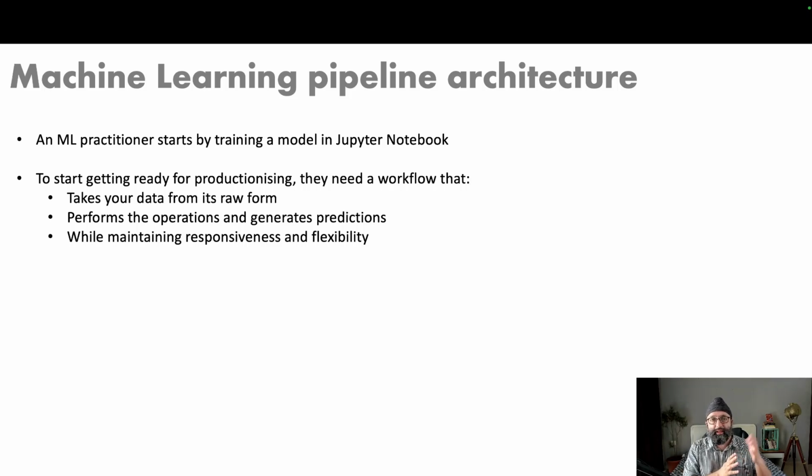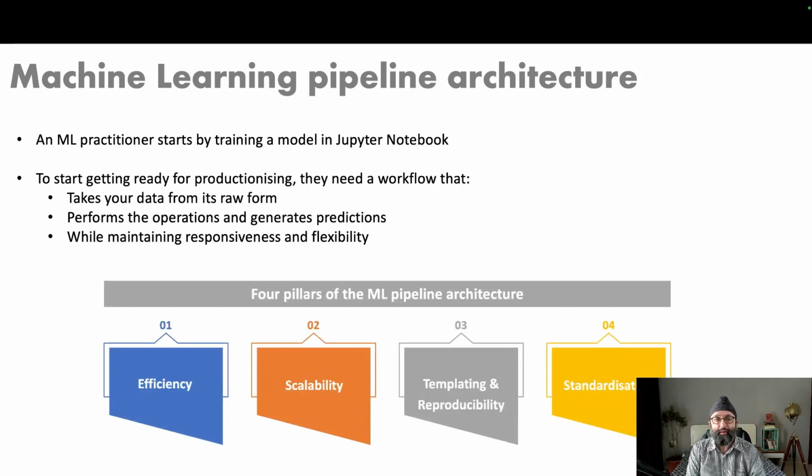And that workflow takes your data from its raw form, performs operations, generates predictions, and maintains responsiveness, flexibility. So there are a couple of criteria to that. The 4 pillars of ML pipeline architecture. Efficiency, because it's all about speed. Scalability, because as your data increases, your pipeline should be able to handle that increased data. And you should be able to create templates of your notebook, of your pipeline, so that this can be reproduced.